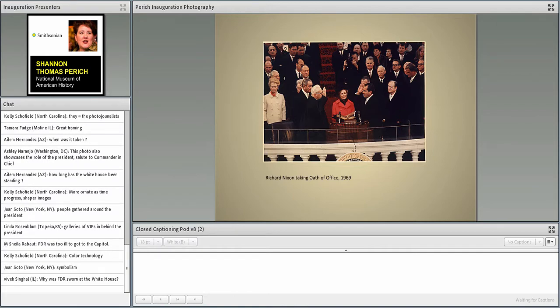On the question of common themes between the images, I see people pointing out that Juan says people are gathered around the president. So you have that same gathering in all of the images. That there are galleries of VIPs right behind the president as well. Right, and symbolism is important.